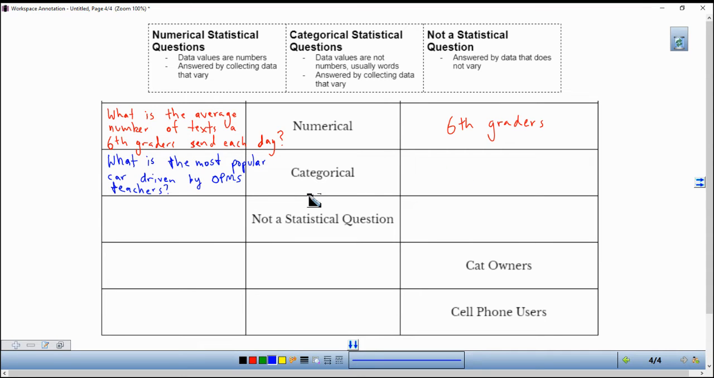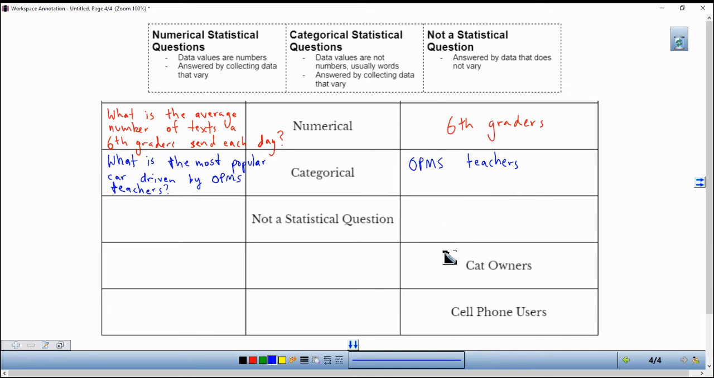That would be categorical. You're gathering information. It's different from person to person, but you'd have to ask a variety of people to get an answer to that. And who would you ask? You'd ask Orchard Park Middle School teachers. Or you just go out in the parking lot and count or see what kind of cars. Although some of those cars might belong to maybe parents that are visiting, perhaps, or some other group of people. So you got to be careful with that.